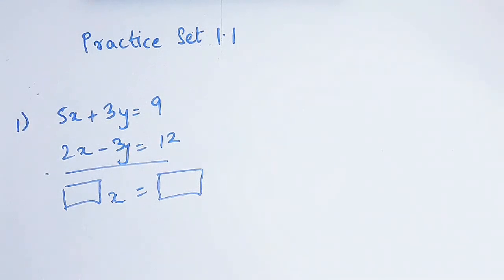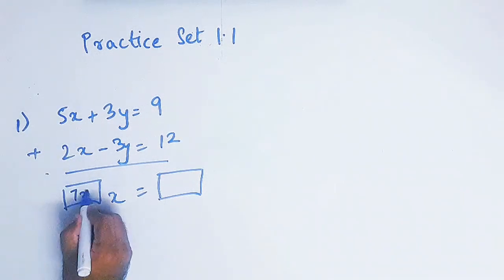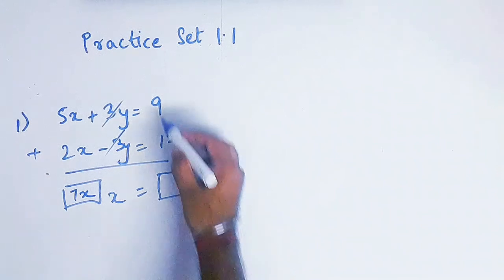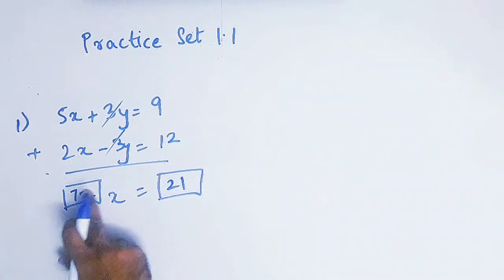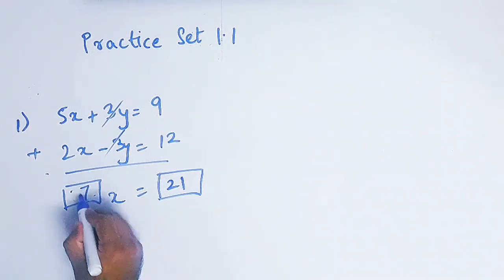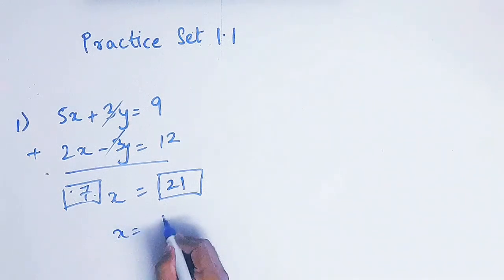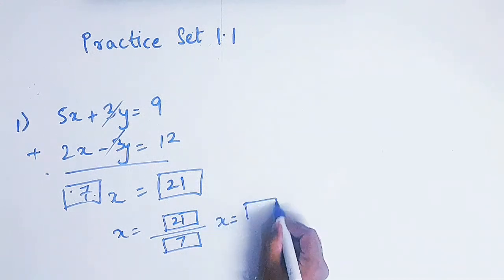Now since we are adding this, 5x plus 2x will become 7x. Plus 3y minus 3y will get cancelled. And 9 plus 12 will become what? 21. This is 7x, the x is written outside the box, so I'll keep it as it is. Now x is equal to 21 by 7, so x is equal to 3.